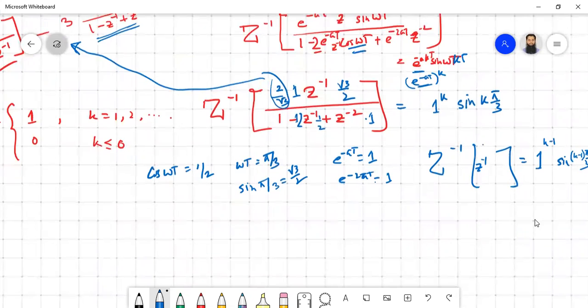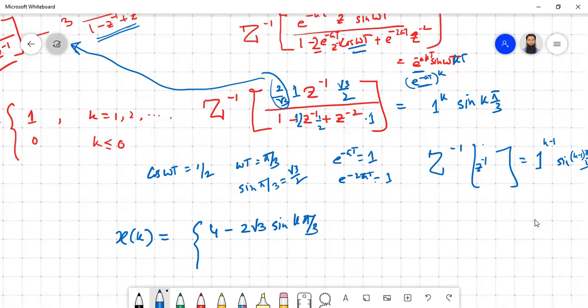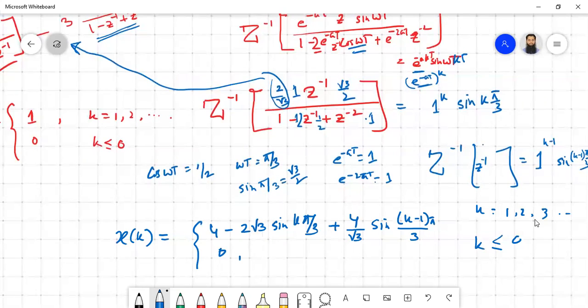Okay, so if we put all these together with all the coefficients as well, finally what we are going to get as the solution of this one is x[k] equal to 4 minus 2 root 3 sine k pi by 3 plus 4 by root 3 sine (k minus 1) pi by 3. Okay, so k equal to 1, 2, 3 because of the delay, and everywhere else it is basically 0. So this is your partial fraction expansion of a slightly complicated one.